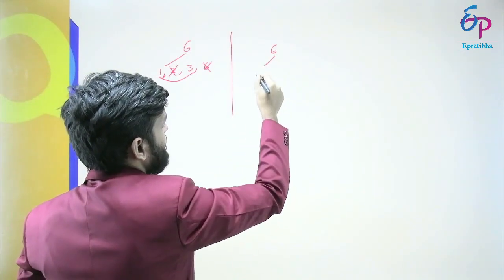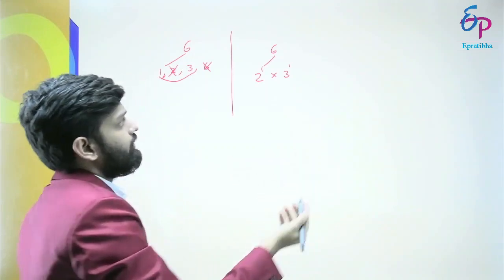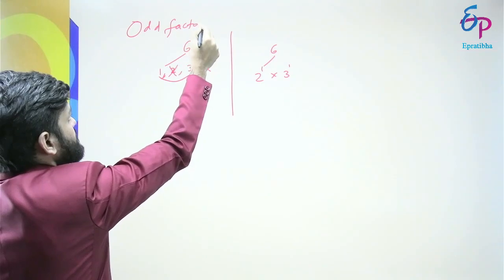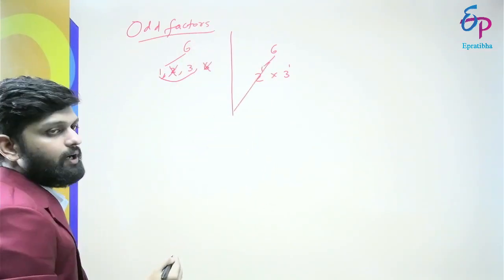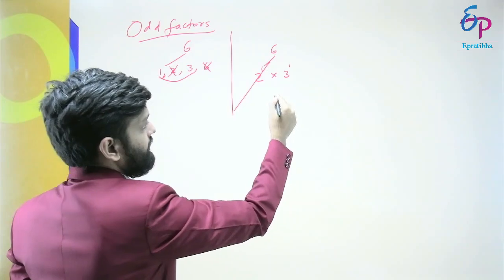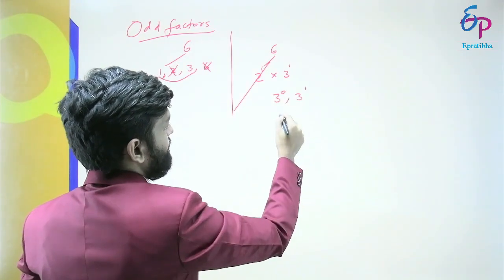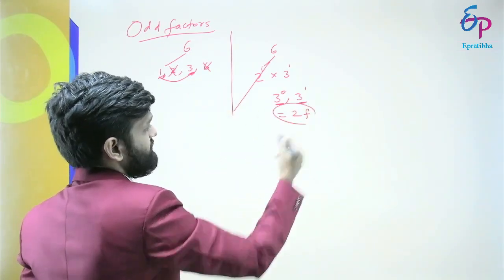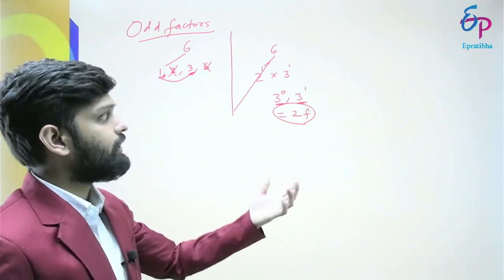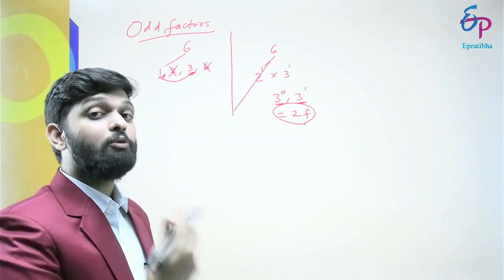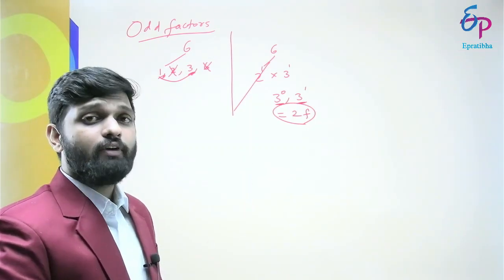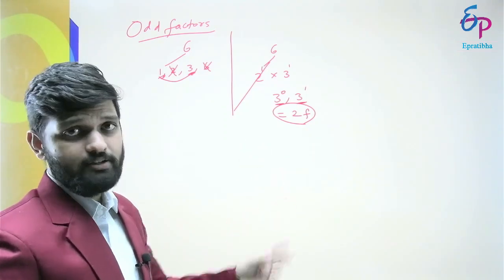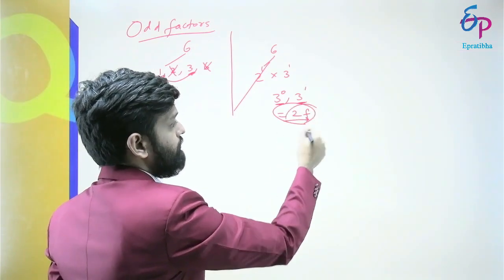Let's take 6 only. 6 can be written as 2 power 1 into 3 power 1. Whenever you want any odd factors, just try to eliminate the even part. You will get 3 power 0 and 3 power 1. So how many factors are there? 2 factors. What is 3 power 0? It is 1. What is 3 power 1? It is 3. So in total 2 factors. As I have told you, they will not ask what the factors are, but they will ask how many factors there will be. It might be odd factors, even factors, prime factors, or composite factors. All they will ask is the number of factors.